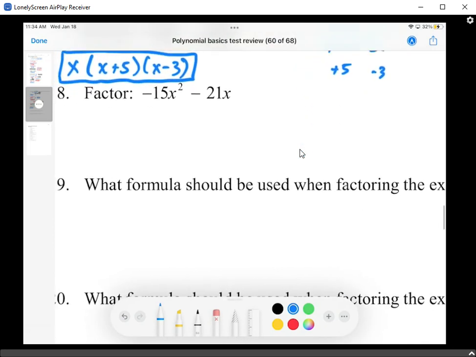Number 18, once again, check for a greatest common factor. Both of those numbers could be divided. First thing I noticed is that both of them are negative, right? So we can divide them both by a negative, and we can divide both of those coefficients by 3. And both of our terms also have at least one x. So if I divide all of that stuff out at the same time, I'm left with 5x, and I'm left with 7. Dividing out the negative turns both of those things inside into positives, doesn't it?